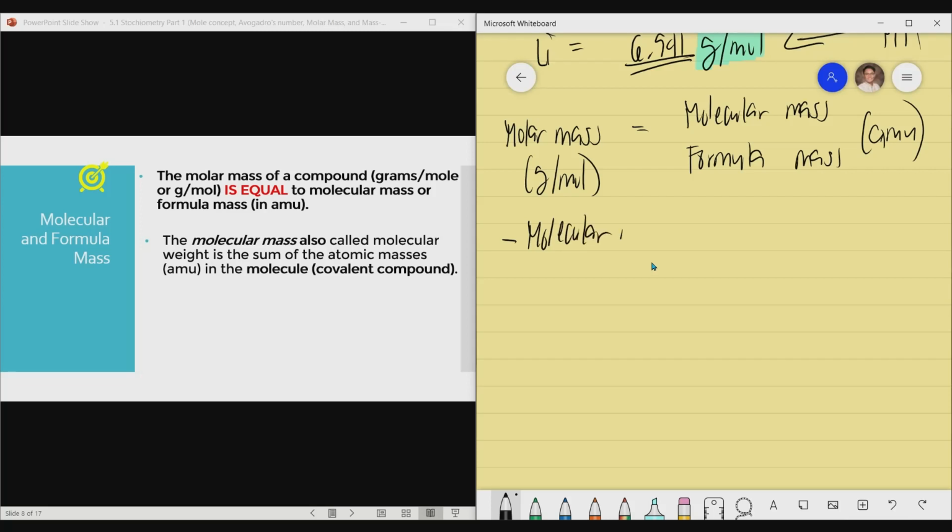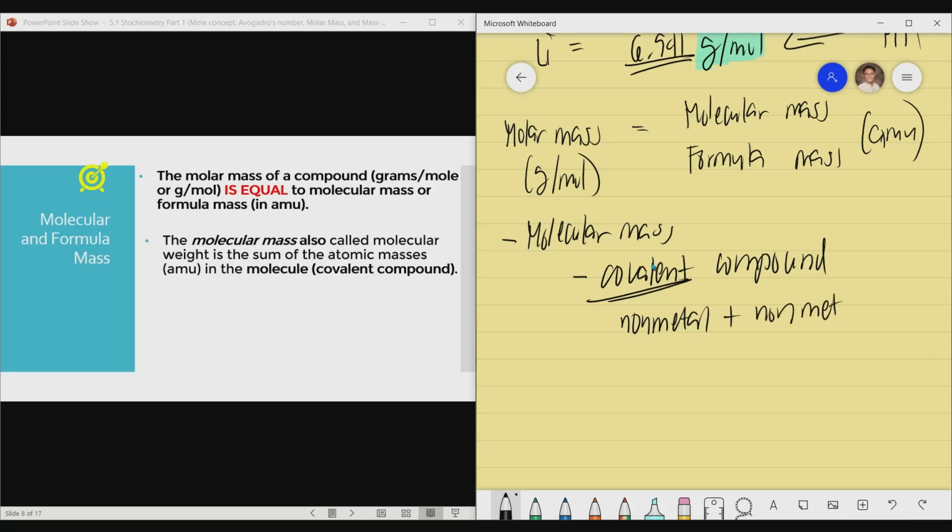Molecular mass, on the other hand, is just a term for you to use for covalent compounds. As you learned from the previous topic all about atoms, molecules, ions, about naming covalent and ionic compounds, if the compound is covalent, that means it's composed of a non-metal and a non-metal element, you will call it a covalent compound. Now, how do you name its mass? The mass will be named as molecular. Now, how about formula mass?